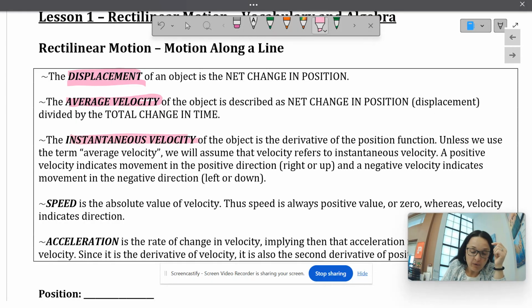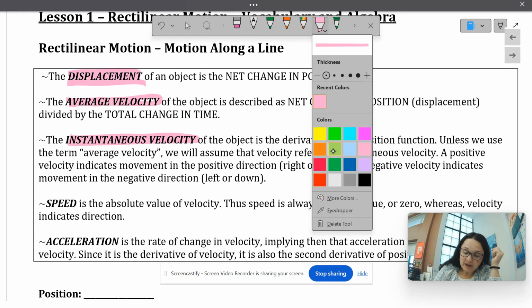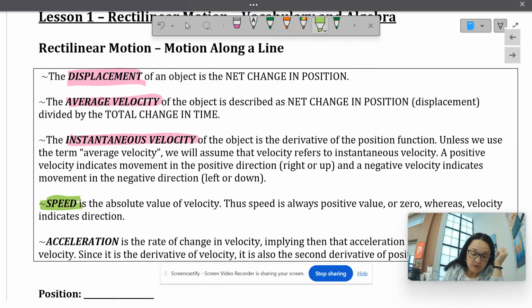Instantaneous velocity, however, is if while I'm driving on 90 and I look down at my speedometer and it says I'm going, say, 67 miles per hour, that number is my instantaneous velocity. Now, we can contrast that instantaneous velocity with speed, because instantaneous velocity can be both positive and negative. Average velocity can be both positive and negative depending on direction.